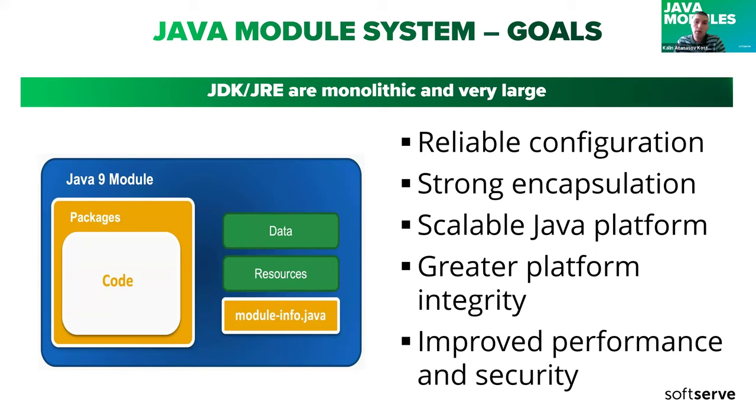Next, we have greater platform integrity. By using strong encapsulation, the Java platform can prevent access to internal APIs that most of the time are not meant for public use. This makes it much easier for developers to extend the Java platform. And finally, along with the topics above, you can see that a modular system with strong encapsulation and greater platform integrity will lead to programs that are easier to build and to maintain.